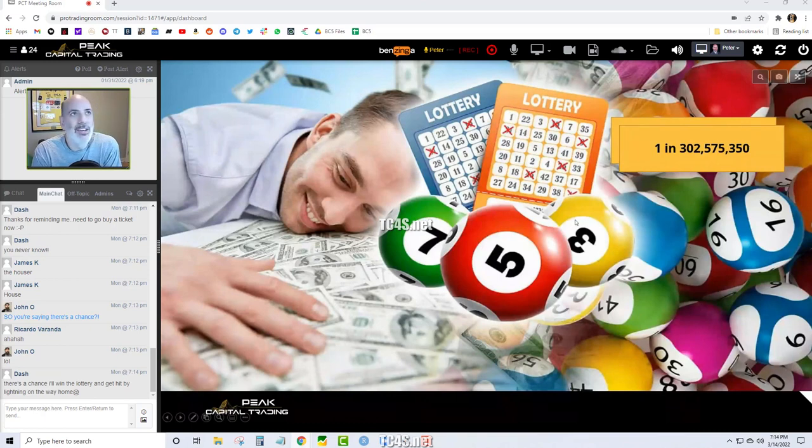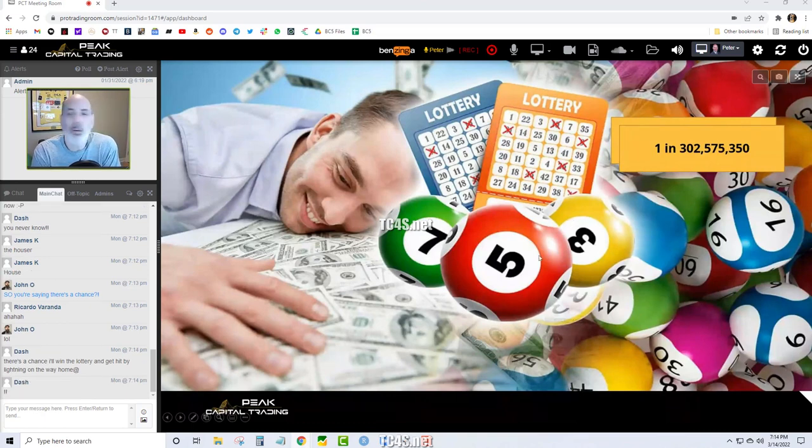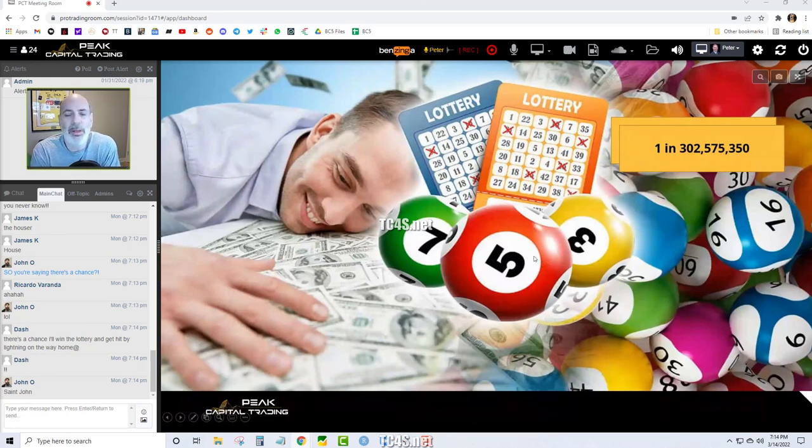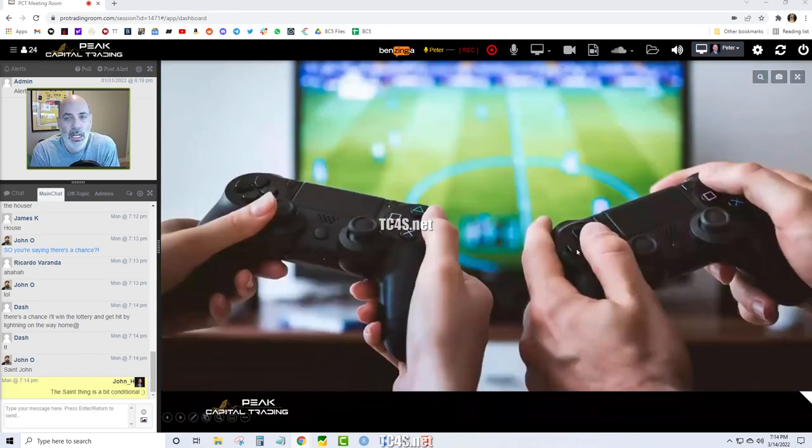But anyway, the point is that we don't really understand risk, because we're always willing to plunk down money in the lottery, despite the chances being basically infinitesimally small.